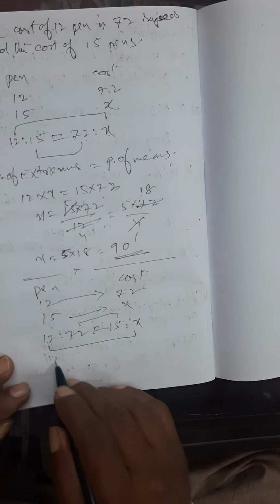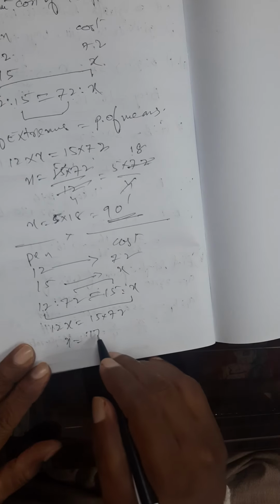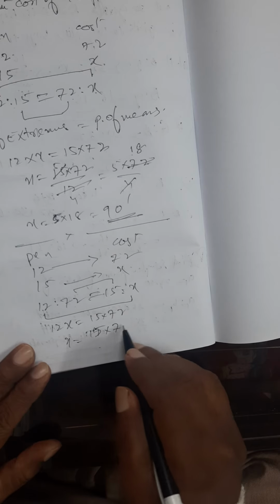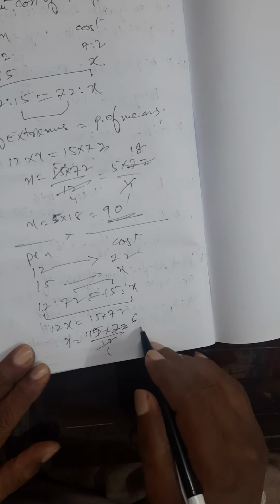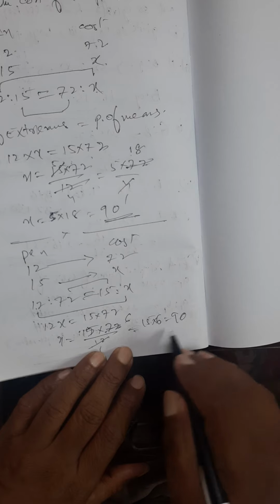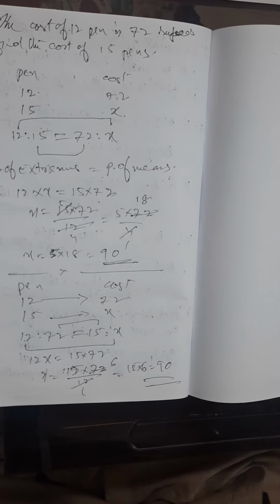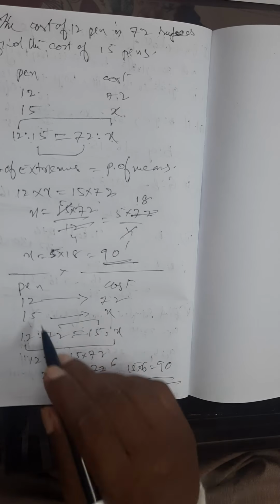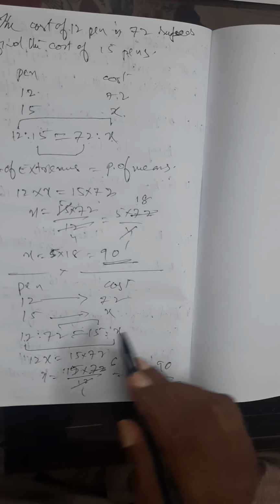We are getting 12x equal to 15 into 72. So x equal to 15 into 72 divided by 12. 12 6s are 72, so 15 6s are how much? 90. Like that, using this ratio and comparing the two values, we will get the missing value, either pens or cost.